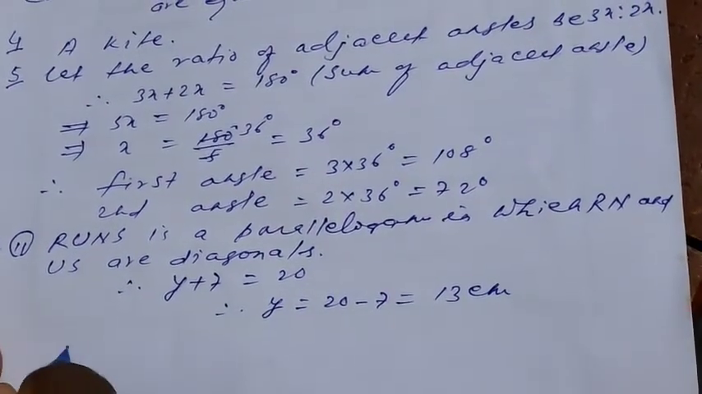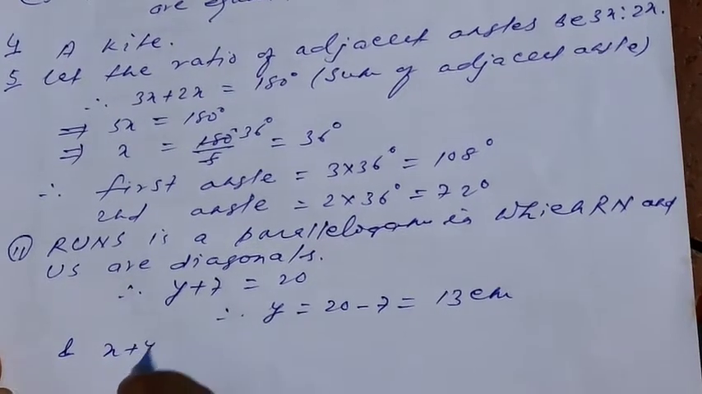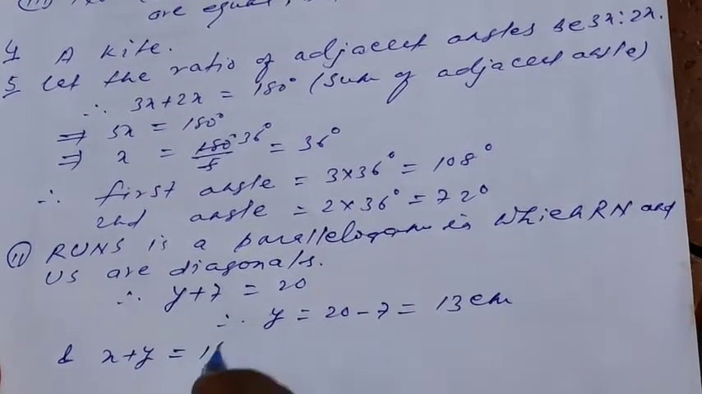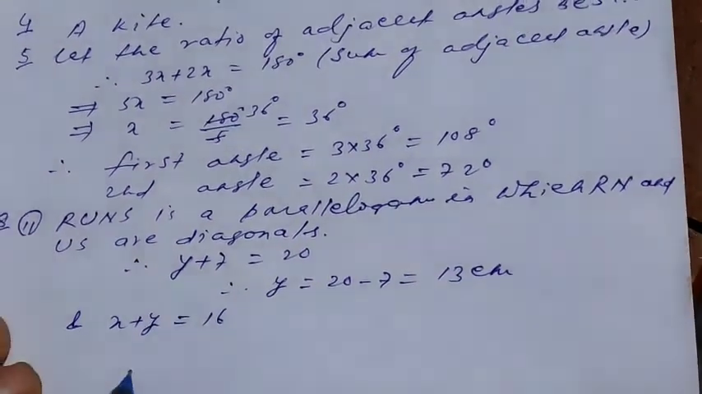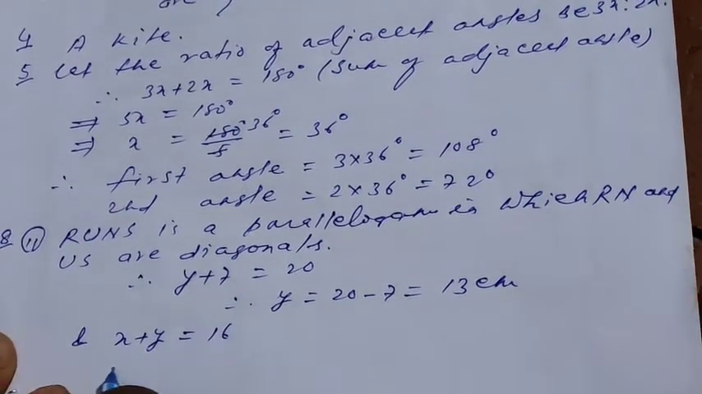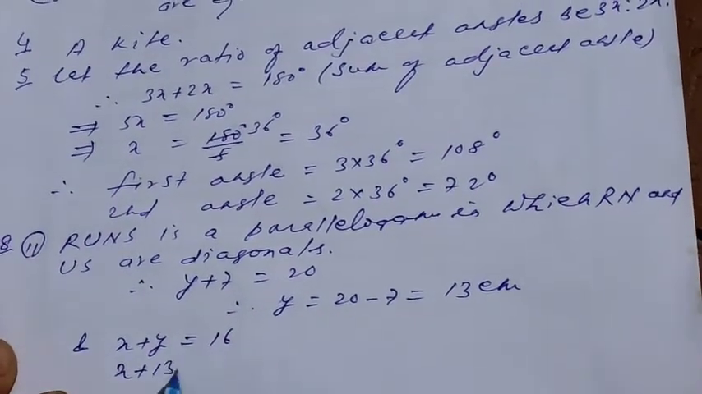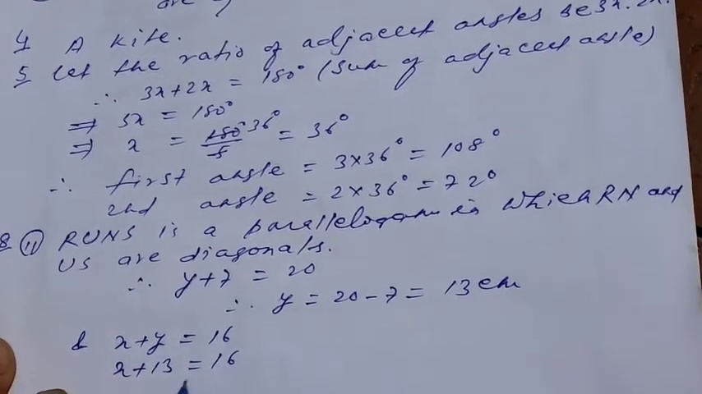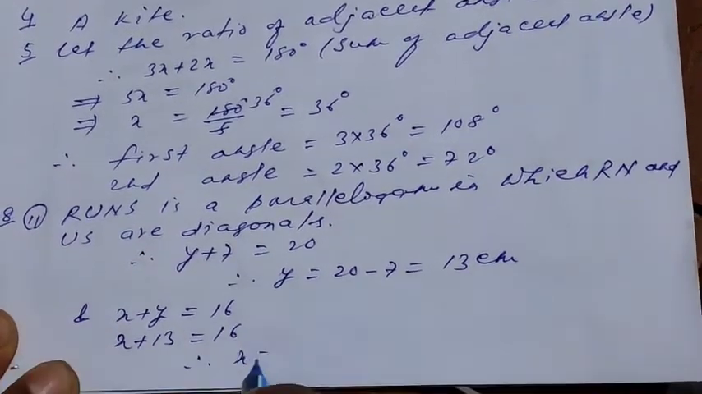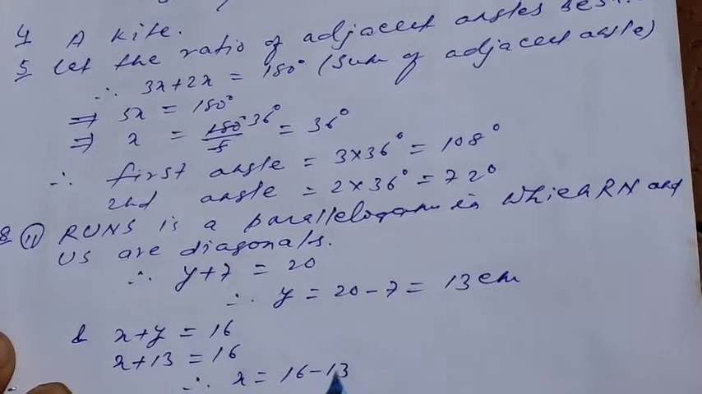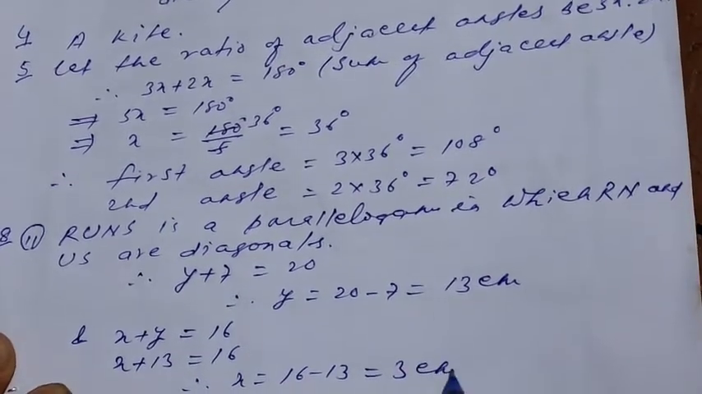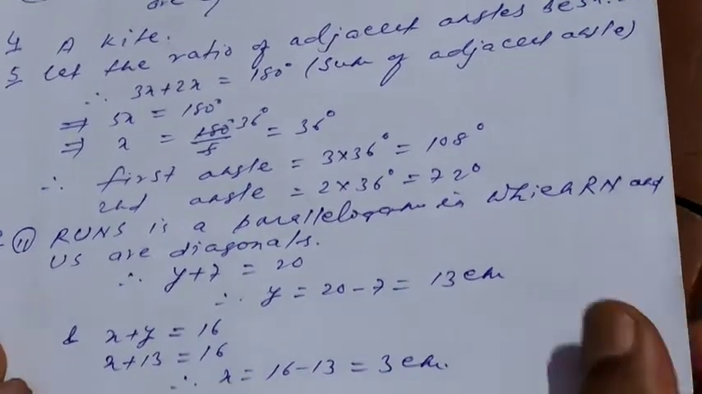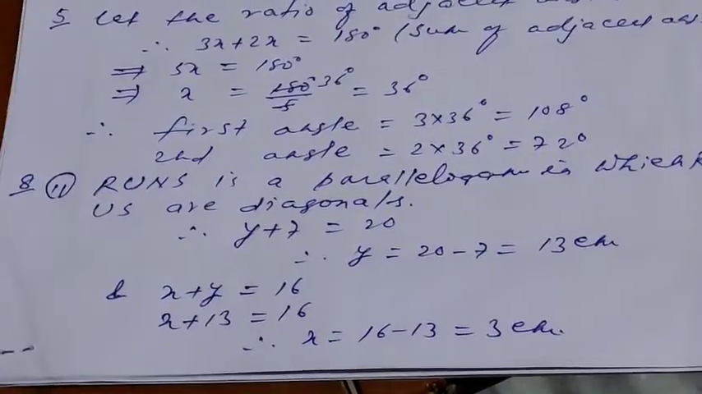And x plus y is equal to 16, since we know that diagonals bisect each other, and therefore x plus 13 equal to 16, and therefore x equal to 16 minus 13 equal to 3 cm. This is the answer of 8.2.